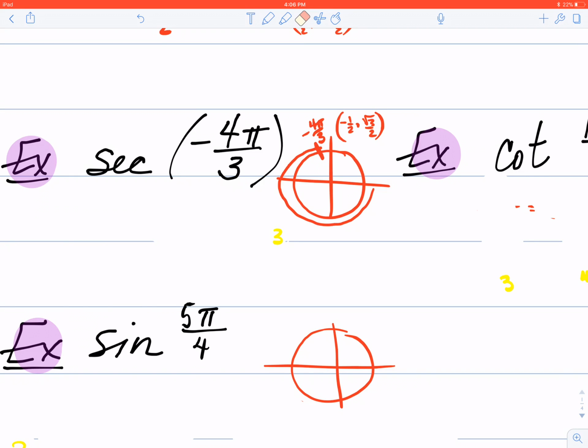My coordinate is going to be negative 1/2, root 3 over 2. Secant is tied to cosine. It's the reciprocal partner of cosine. Cosine is the x value. So if cosine is negative 1/2, secant is going to be the reciprocal of that, which is negative 2.